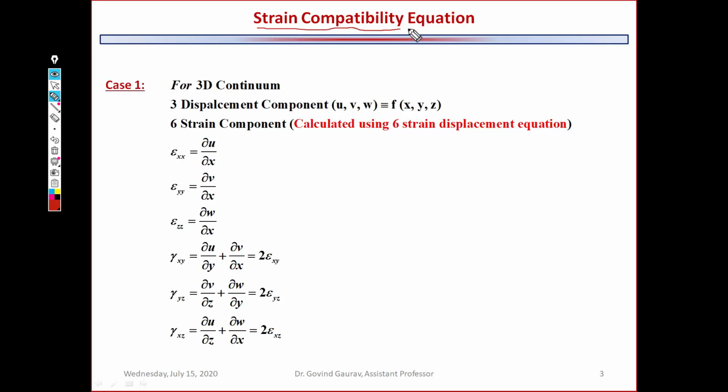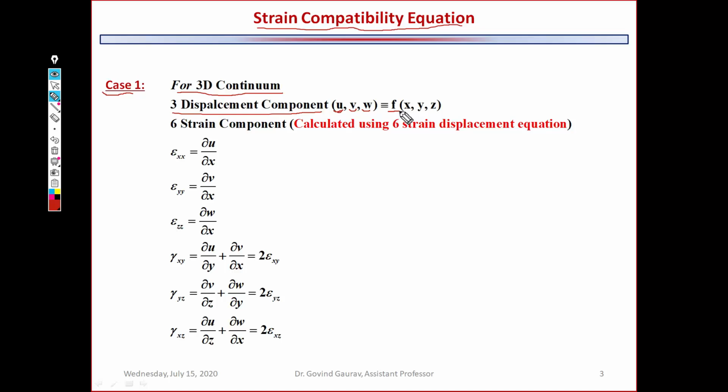The strain compatibility equation. Case one is a 3D continuum, which means we are working in the three-dimensional Cartesian coordinate system with the coordinate axes being the x-axis, y-axis and z-axis. If we know the three displacement components in the Cartesian coordinate system, the displacement in the x direction represented by u, in the y direction represented by v, and in the z direction represented by w, then these three displacement components can be represented in a particular function.